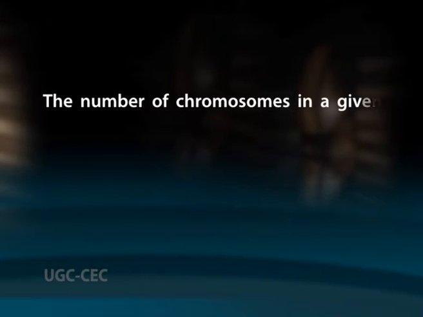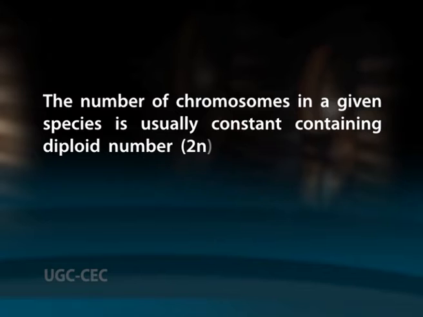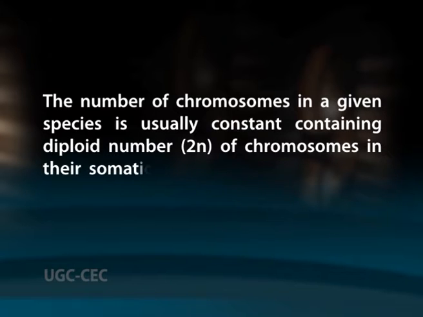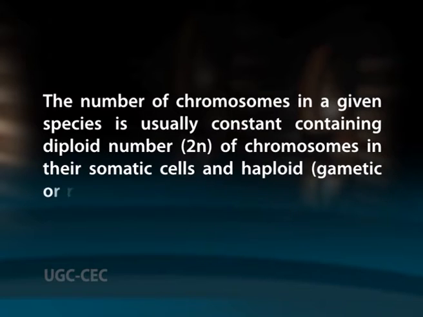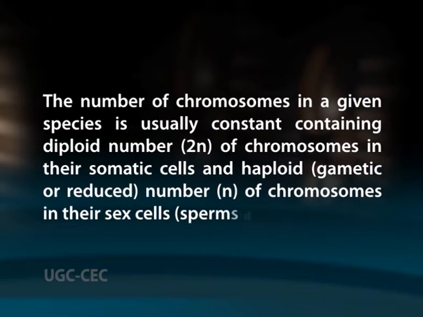Number. The number of chromosomes in a given species is usually constant, containing the diploid number, that is 2n, of chromosomes in their somatic cells and the haploid number, that is n, of chromosomes in their sex cells, which are the sperms and ova. The number of chromosomes is variable from 1 to several hundred among different species.